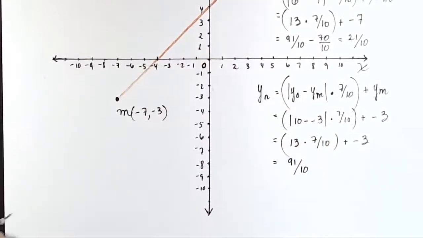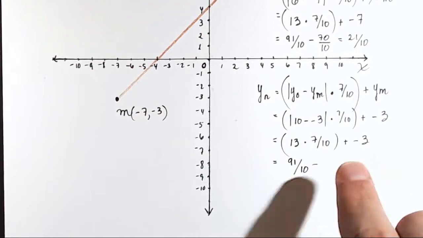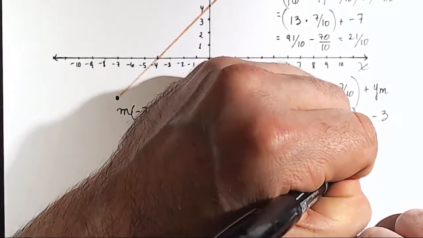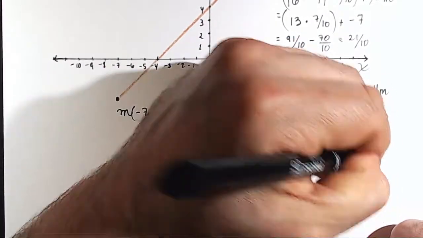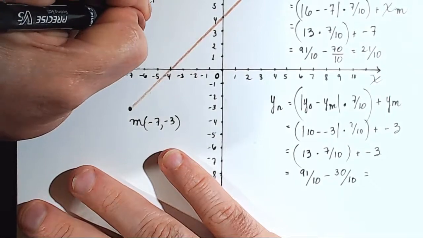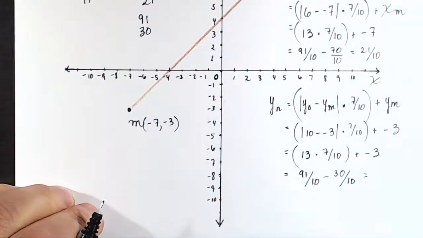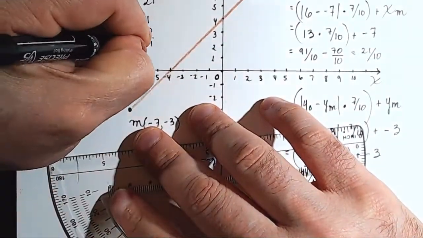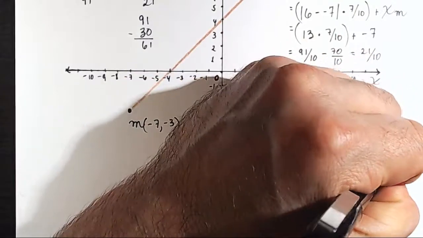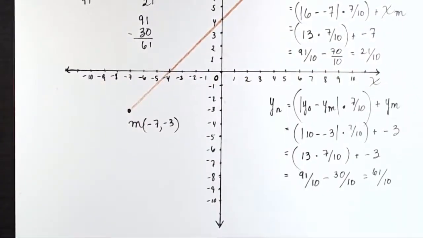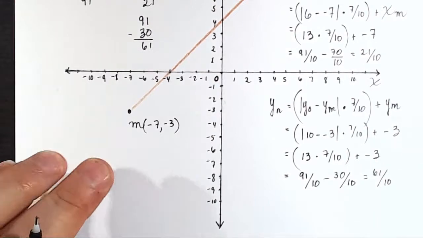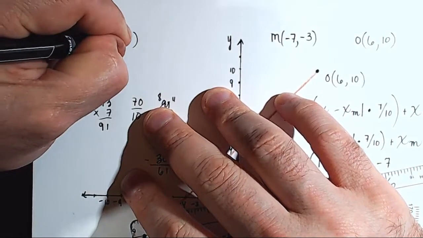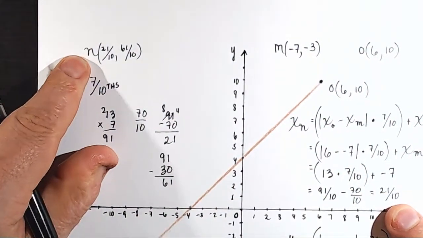tenths. And we're going to subtract out now 3. Well, we want 3 in terms of tenths, so we'll subtract out 30 tenths. Okay, so 91 minus 30. Let's try to do subtraction correctly this time. 91 minus 30 is 61. So this is 61 tenths. And that is the y coordinate of the n position. Okay?